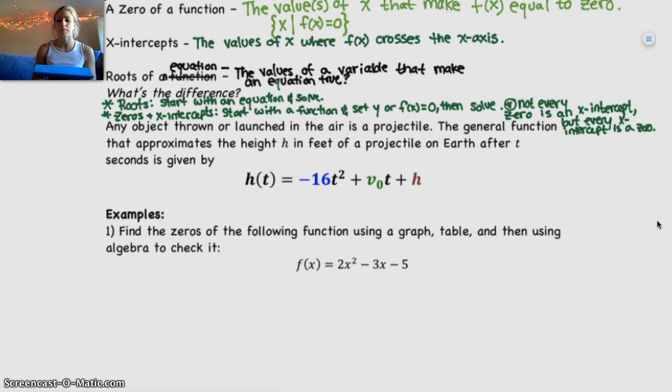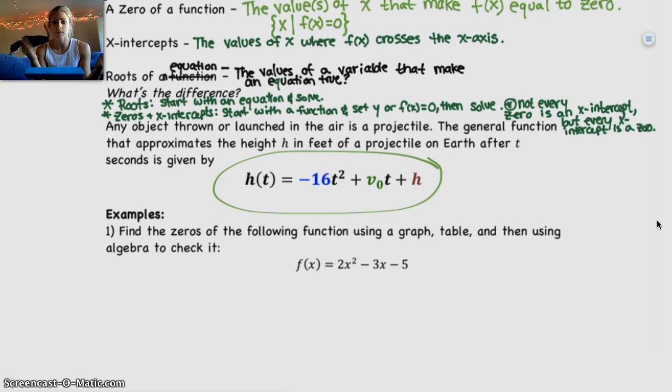All right, so if you have an object thrown or launched in the air, like I throw something across the room, the general function that approximates the height with respect to the time that has passed is the following. And this is going to be something that's useful in the future and for problems that are using projectile motion. Okay, so we're going to do a couple examples. If you'd like, you can stop it now, try them, check your answers.